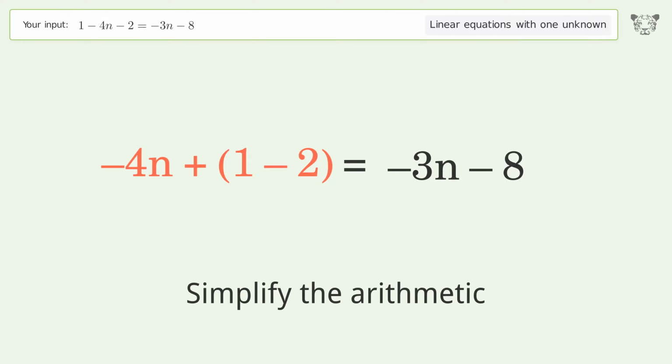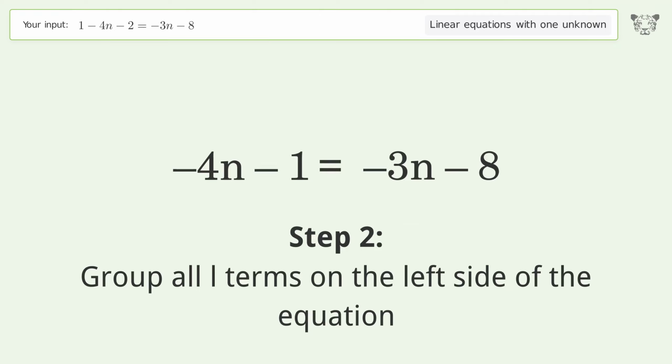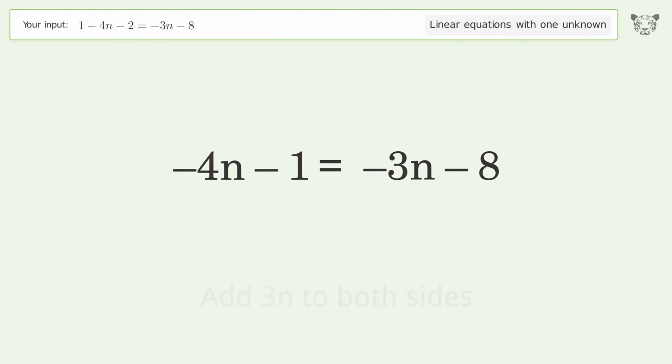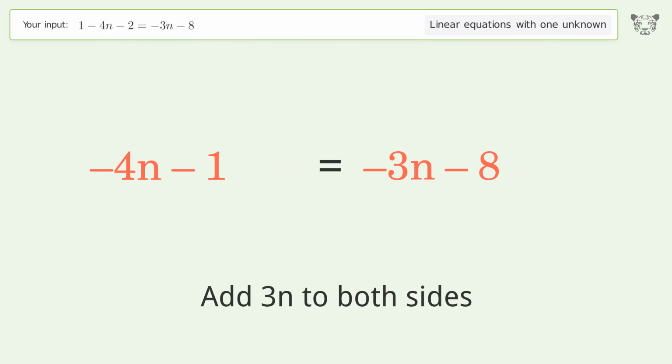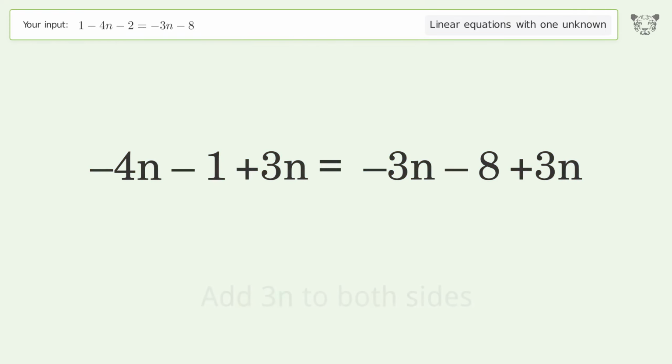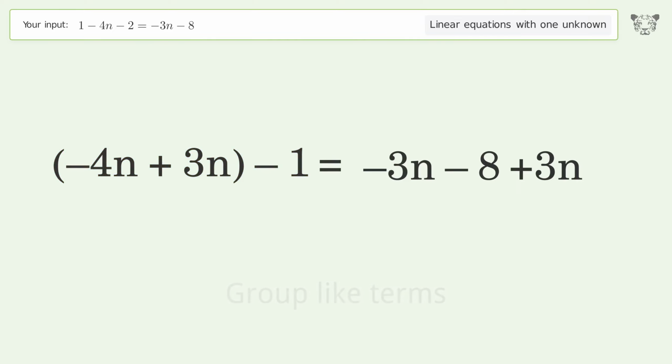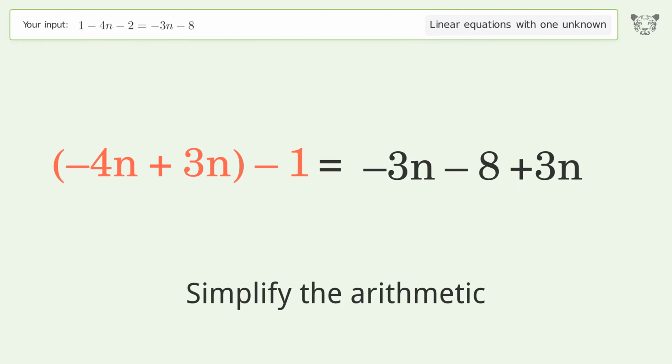Simplify the arithmetic. Group all L terms on the left side of the equation. Add 3 into both sides. Group like terms. Simplify the arithmetic.